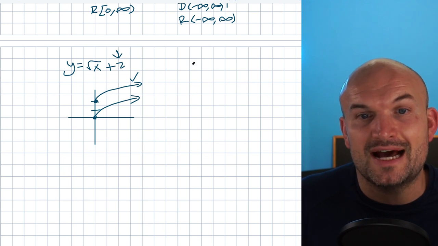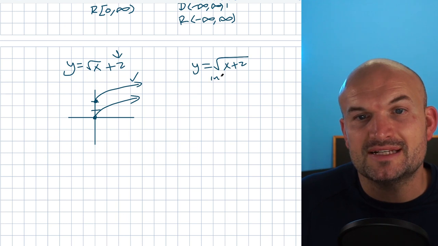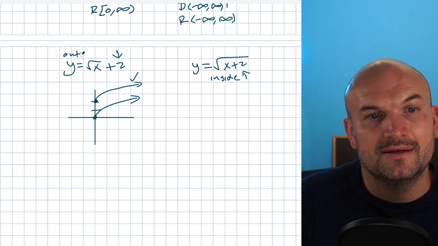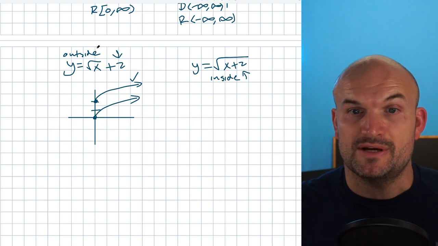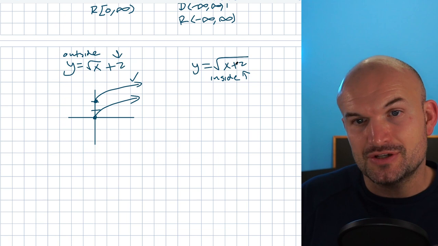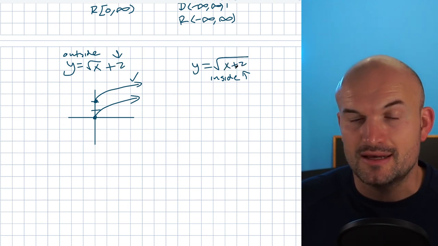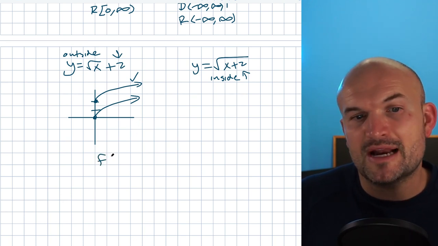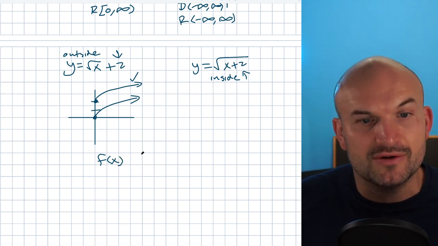Now, what about if I put that on the inside? So what if I had the square root of x plus 2? It's important for you to make the distinction that this is inside, and this one is outside. So outside is going to be a vertical transformation, shifting upward, whereas inside is going to be a horizontal transformation. Now, a lot of students will think, well, if plus is up, then plus on the inside should be to the right. But there's a very big distinction that we need to understand about transformations. It doesn't matter what the function is. It doesn't matter if we're dealing with logarithms, quadratics, absolute value, or radicals.